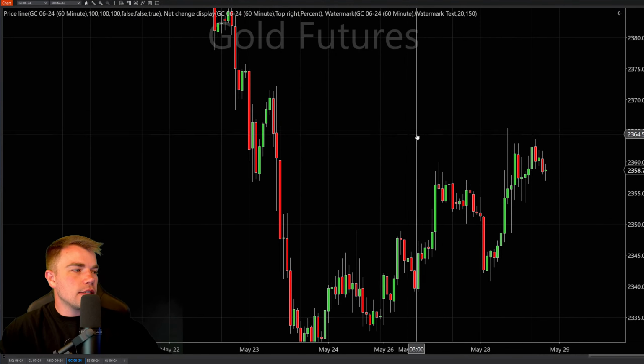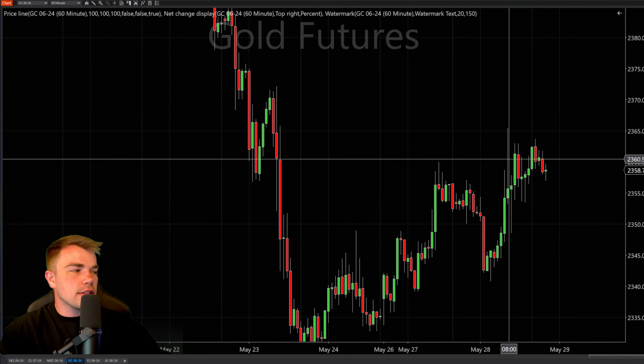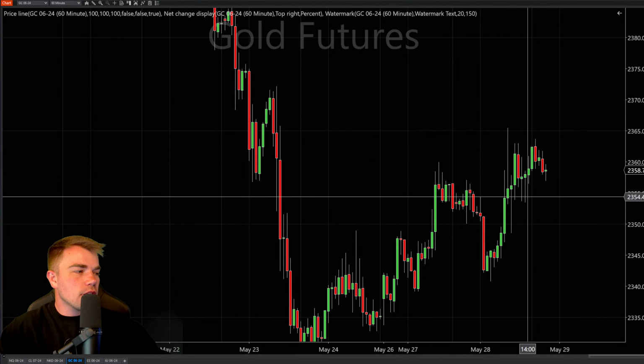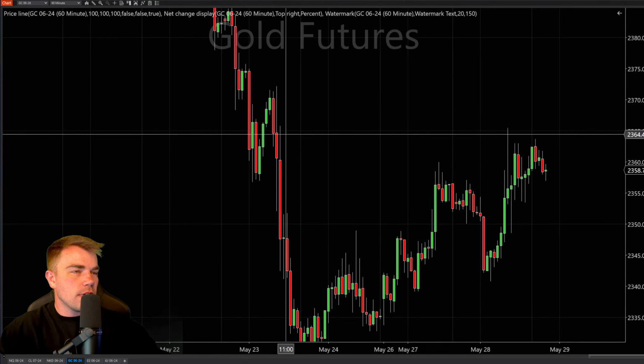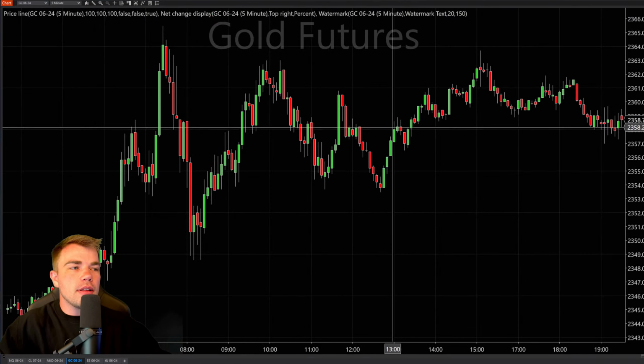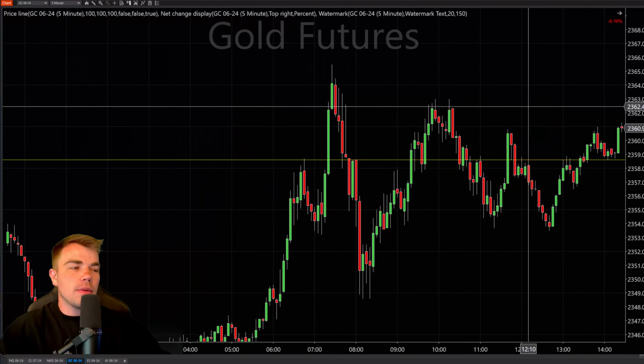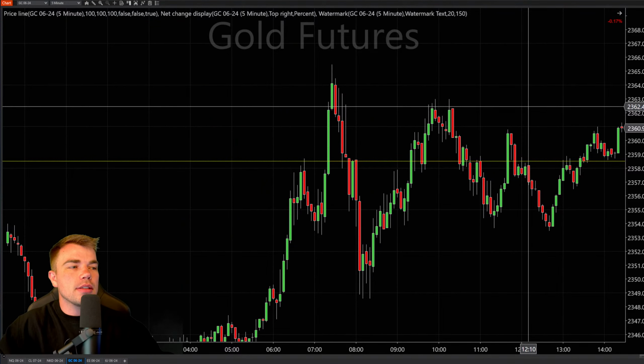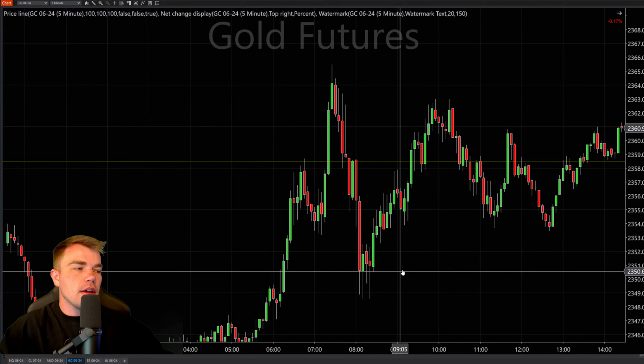I was looking at this 60-minute and everything inside this candle. I'm like, okay, I want to get in short. I think we could push down into the 2350s, and so I want to build a position. Now, how big of a position do I want to build? Well, it depends on the market price action. It depends on how confident I am about this trade.